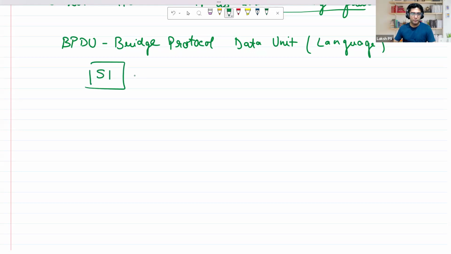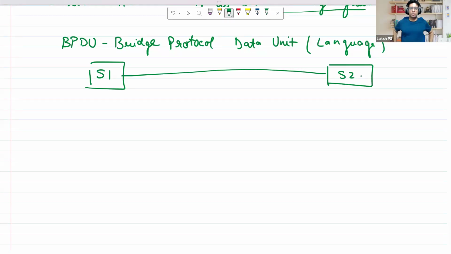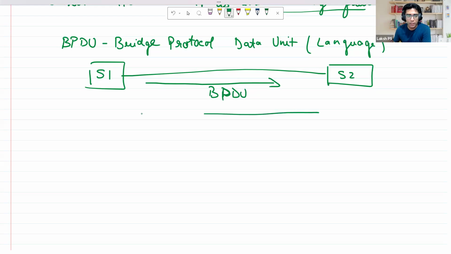Switch 1, switch 2. Imagine these two switches are enabled with spanning tree protocol by default. We just saw that on a Cisco switch, this spanning tree protocol is enabled by default. Now, the moment you connect these two switches, spanning tree will start to run between them, and they will exchange BPDUs between them. Switch 1 is going to send its own BPDU. Switch 2 will also send its own BPDU.